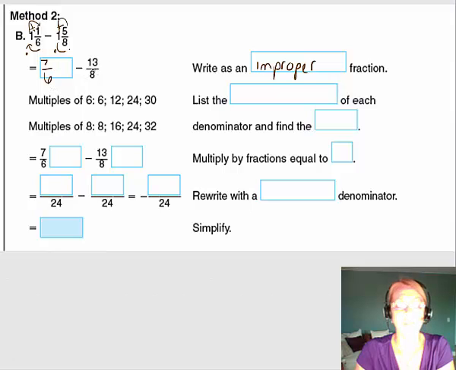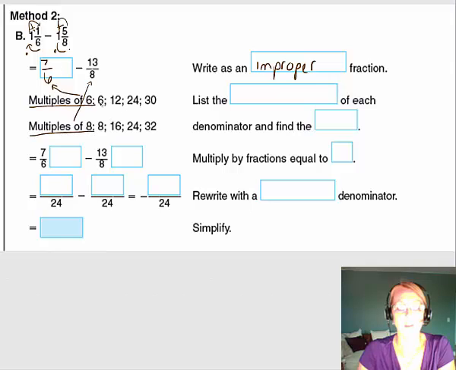Now we cannot subtract these without having a common denominator. We must have a common denominator. Method 1 was to multiply the denominators together to get your common denominator. But there's another way, and this is method 2. In this method, we're going to look for the multiples of 6, because here's our first denominator, and the multiples of 8 for our second denominator.